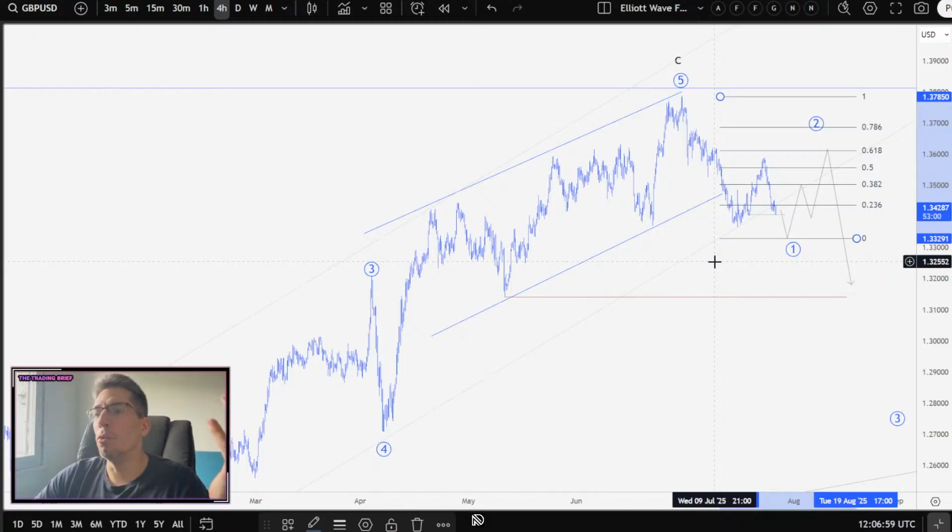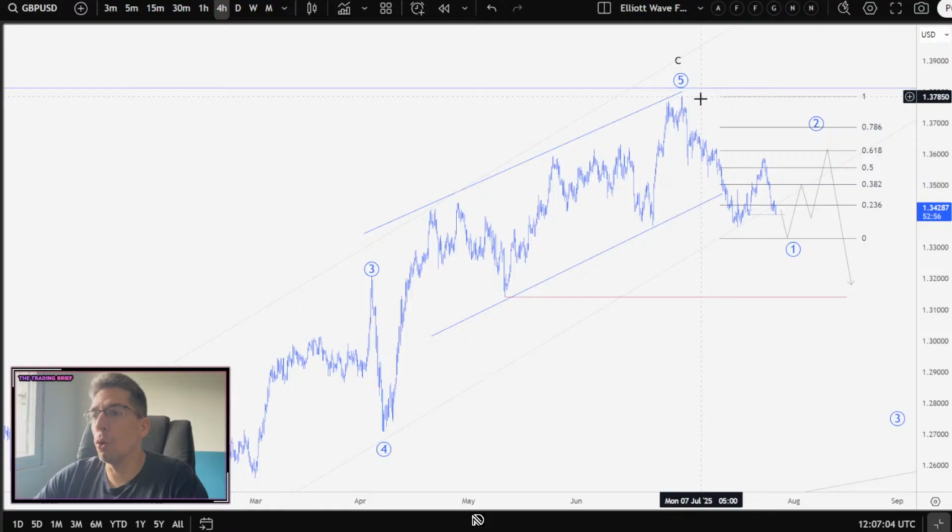But at the moment, I'm still bearish here. I don't want to change this view at all, at least while we remain below this 137.80, guys.